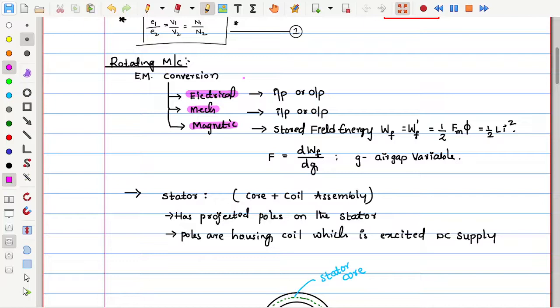And here it depends on the type of machine, whether it is a generator or a motor. If it is a generator, it takes mechanical power as input and produces electrical power as output. The vice versa operation takes place for the motor: the motor input is electrical, output is mechanical. And in machines, what we see majorly is two important elements.